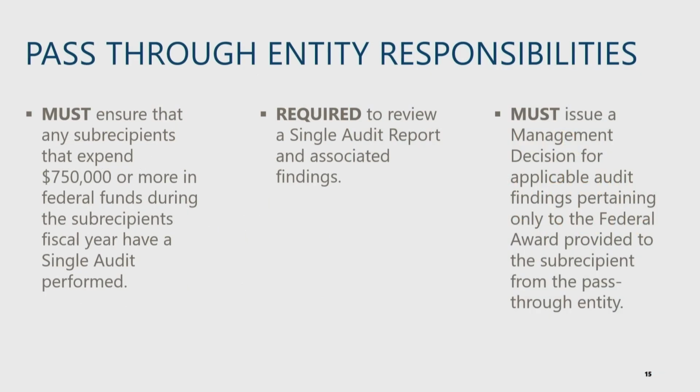And so here are some of the pass-through entity responsibilities. These are really important for subrecipients as well, so they know what to expect from their pass-through entity. Pass-through entities must ensure that any subrecipients that meet the single audit threshold have a single audit performed. Pass-through entities are required to review a single audit report and the associated findings. And pass-through entities must issue a management decision for any applicable audit findings pertaining only to the federal award provided to the subrecipient from the pass-through entity. So we're going to go through these in a little bit more detail.